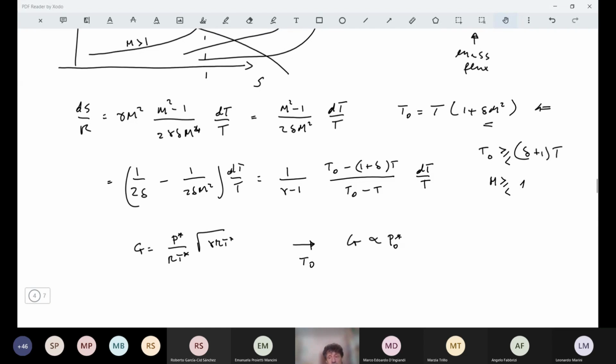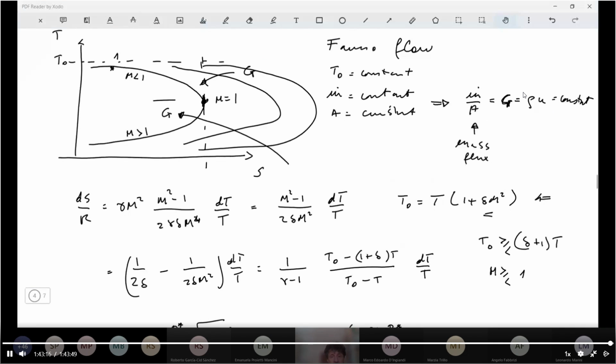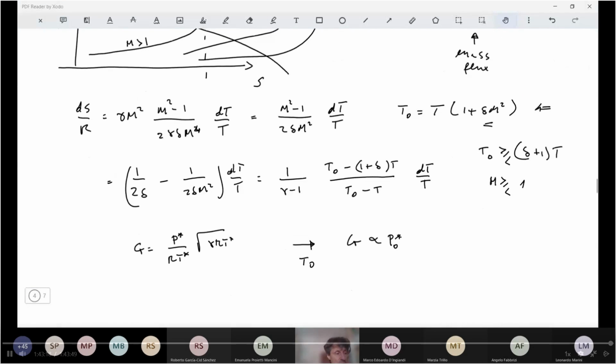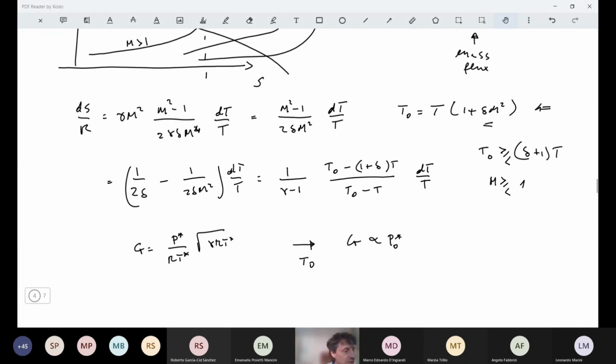So we stop here for today, and tomorrow we will also comment about heat addition and mass addition, and I will start with the detail of flow in nozzles.